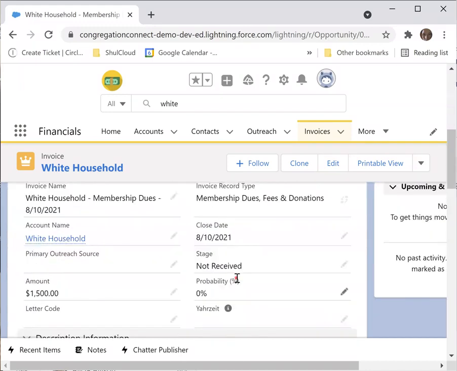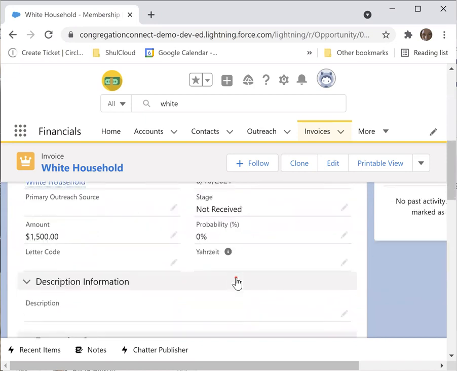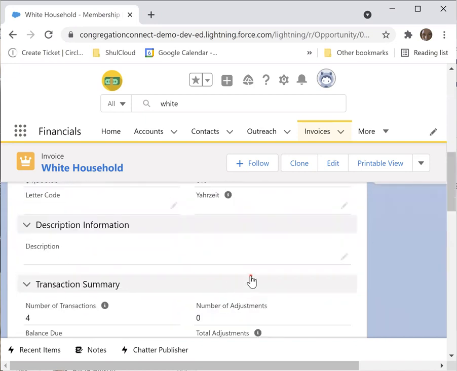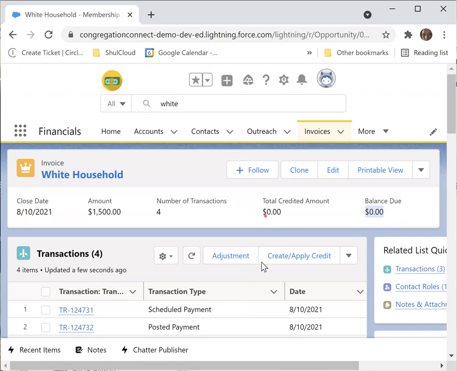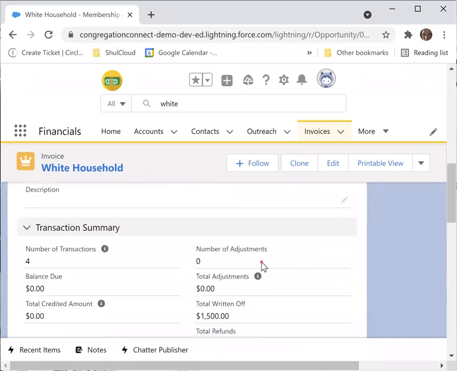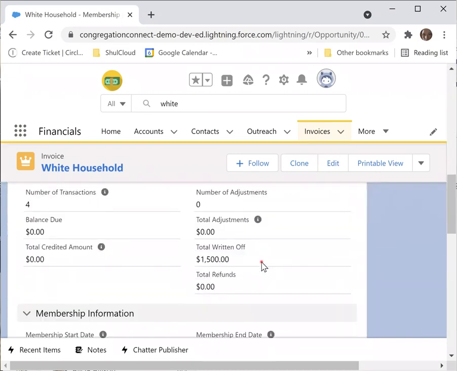Scroll down a little bit. We see the amount of the invoice and the balance is set to 0. Up here, the total amount was $1,500. There are 4 transactions, and the balance due is now 0. Scroll down to the transaction summary. We see the total written off was $1,500, but that it was not a refund.